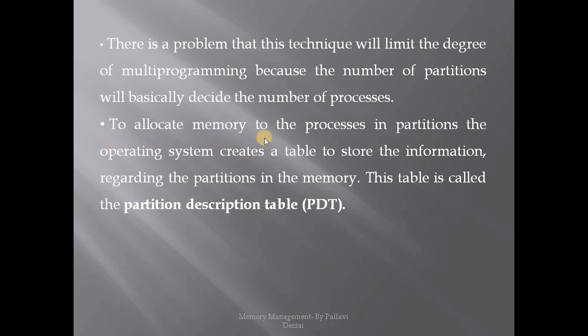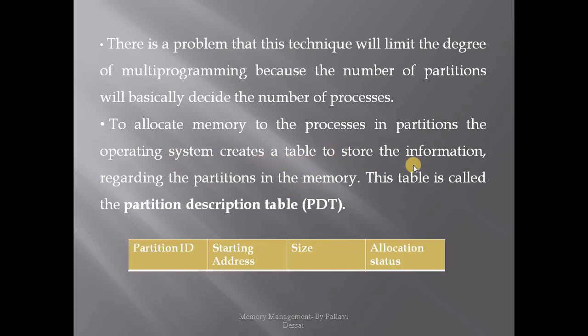To allocate memory to processes in partitions, the operating system creates a table to store the information regarding the partitions in the memory. This table is known as partition description table. So here you can see the PDT, that is partition description table. The main memory will be divided into partitions having fixed size, and when they are allocated to a process, an entry to the partition table will be done.